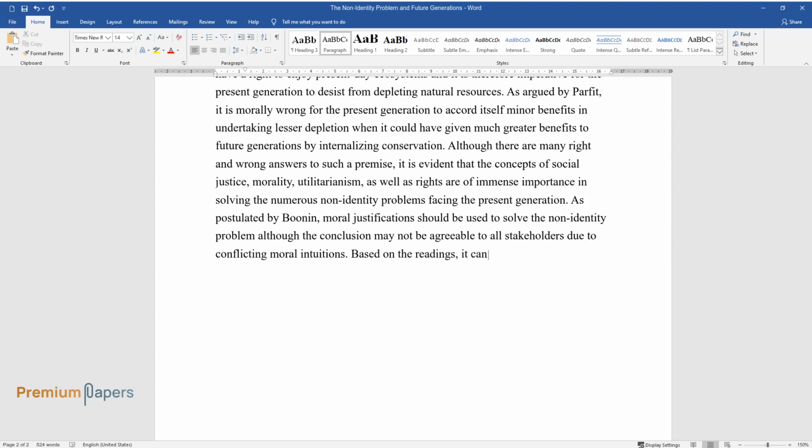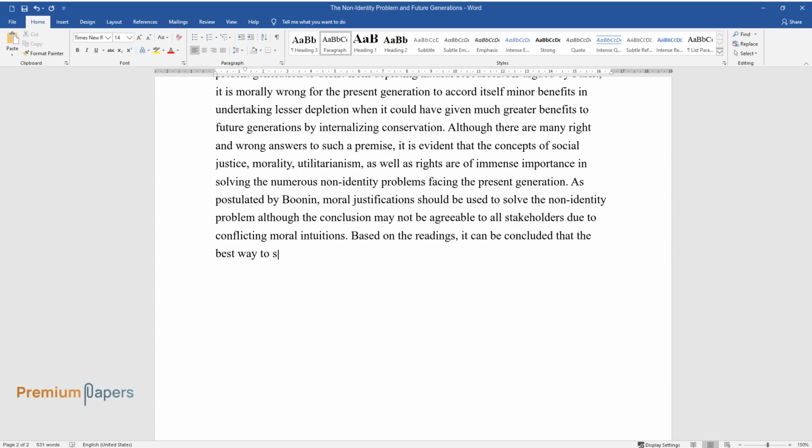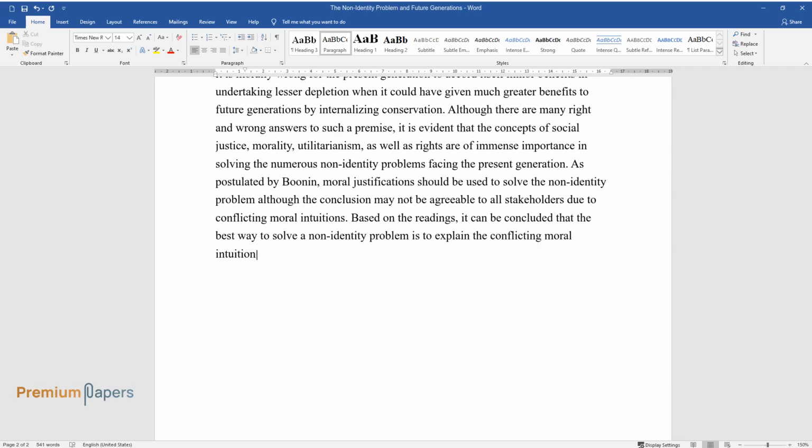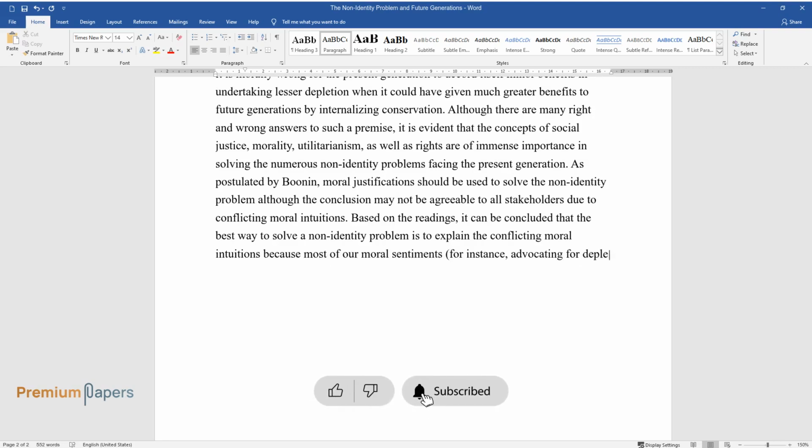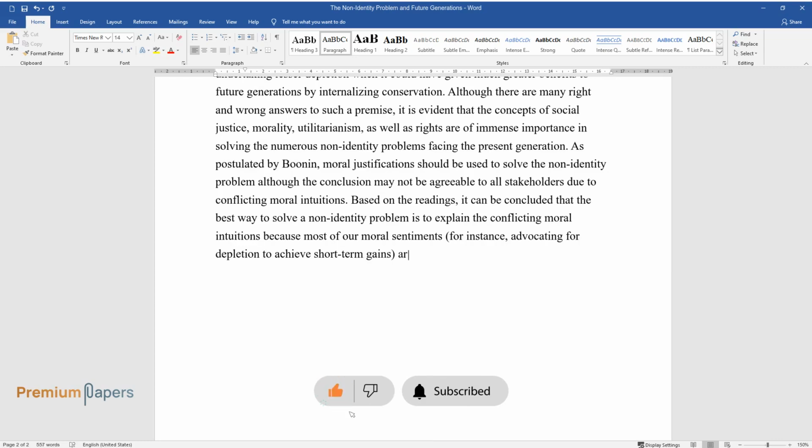Based on the readings, it can be concluded that the best way to solve a non-identity problem is to explain the conflicting moral intuitions, because most of our moral sentiments, for instance, advocating for depletion to achieve short-term gains, are such that they may result in misleading outcomes.